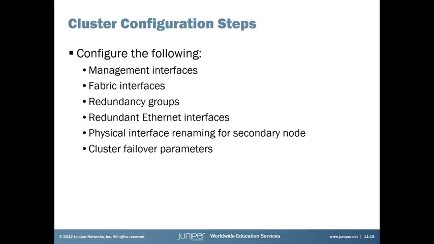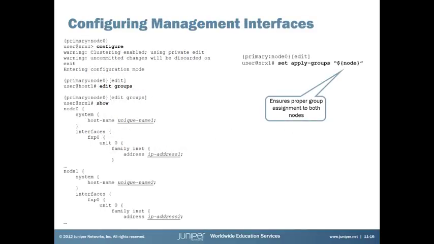And you have to go back and configure your cluster failover parameters. So here's a look at configuring the primary node. We're going to go under the edit groups hierarchy. We're going to go under system host-name, so we're going to give the host name a unique name. You'll often call it primary or secondary, depending on how you wanted to set that up. Interfaces, so we're setting up a unique IP address on the fxp0 interface.